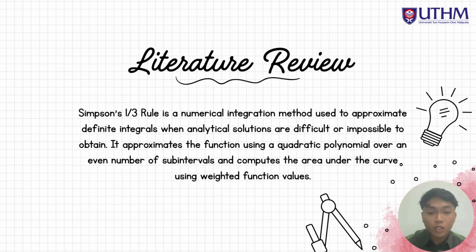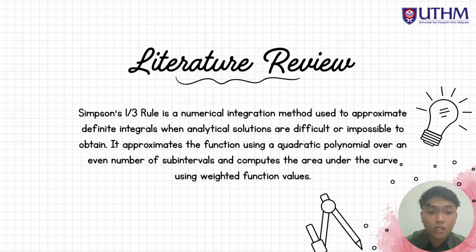Next, I'm going to present the literature review. Simpson's 1/3 rule is a numerical integration method used to approximate definite integrals when analytical solutions are difficult or impossible to obtain. It approximates the function using a quadratic polynomial over an even number of sub-intervals and computes the area under the curve using weighted function values.